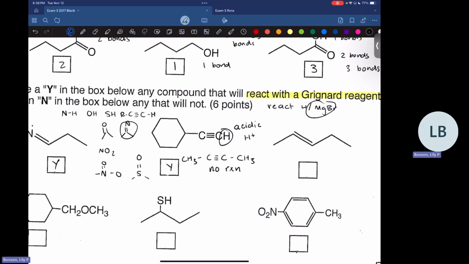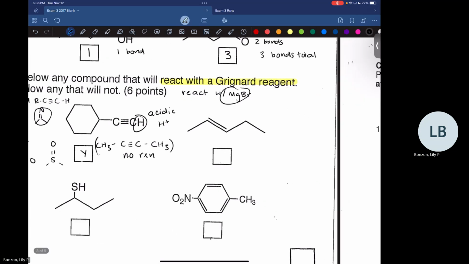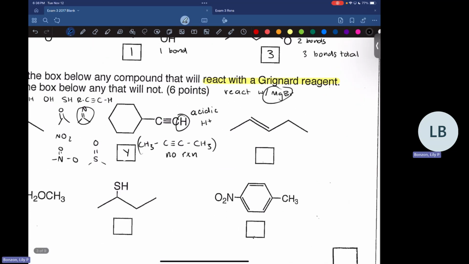So for the terminal, the hydrogen will be acidic enough to react. But for the internal, there's not an acidic hydrogen, so it would be no. So there is a difference between internal and terminal. For the next one, we have a double bond.